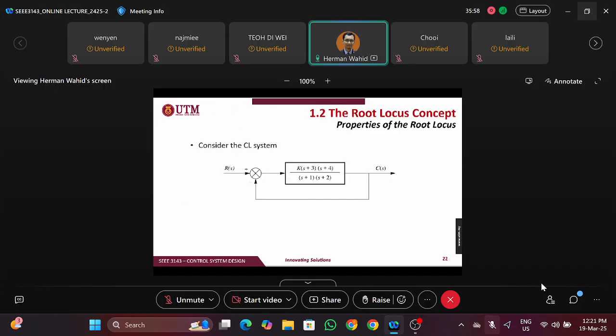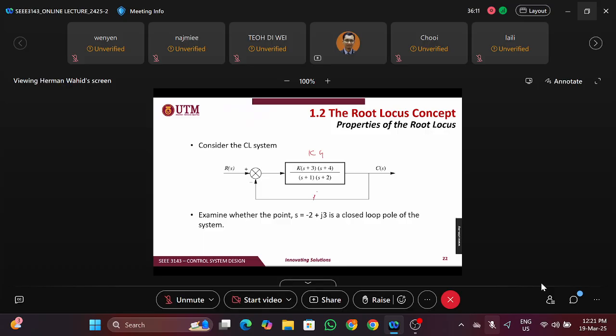We try another example here. So we have this forward transfer function, which is basically the KG, and the feedback transfer function is equal to 1. Then we want to evaluate whether this closed loop pole here is part of the root locus or not. If it's part of the root locus, it should fulfill the magnitude criteria and the angle criteria that we found just now.